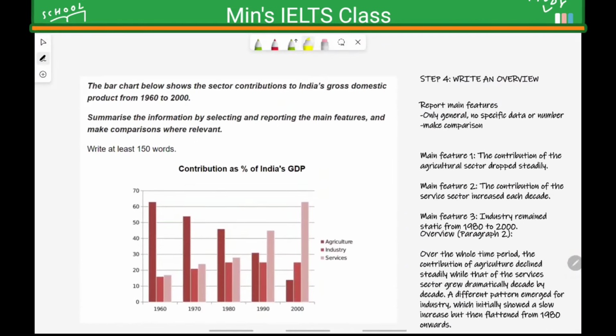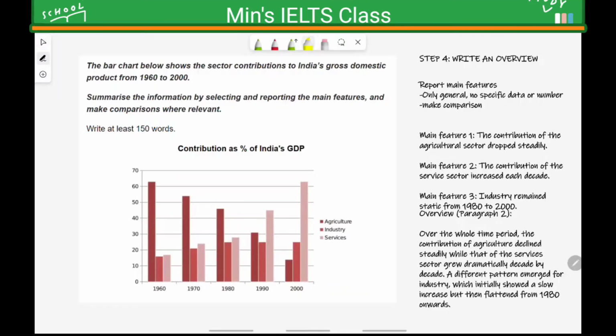Now, step number 4, we need to write an overview. So this one is paragraph number 2. What we need to do in this section is report main features. And super important, we use only general information. So no specific data or numbers. But we also need to make comparisons.